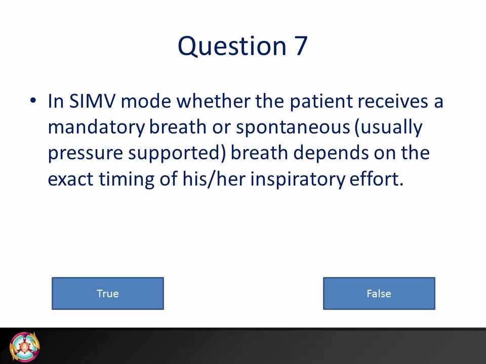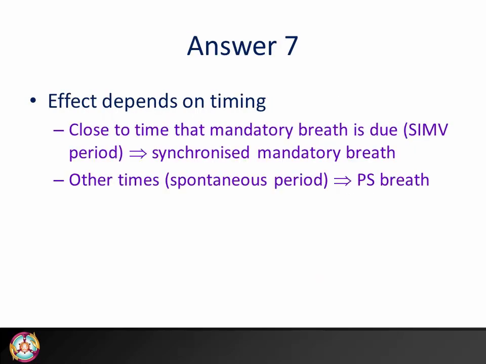In SIMV mode, whether the patient receives a mandatory breath or a spontaneous breath depends on the exact timing of his or her inspiratory effort. If the patient triggers the ventilator close to the time a mandatory breath is due, the ventilator gives that mandatory breath. If the patient triggers the ventilator at other times, the ventilator delivers a pressure support breath. The ventilator does this by splitting up time into an SIMV period and a spontaneous period.